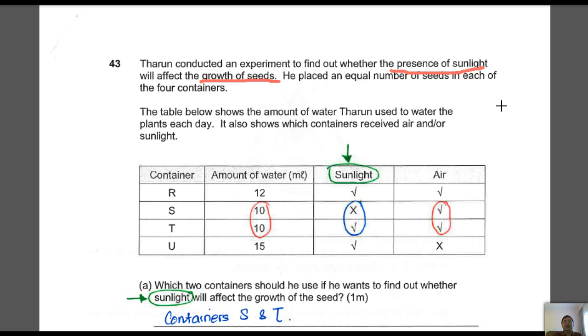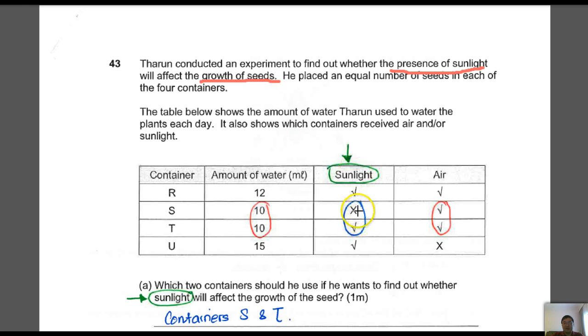Okay, so we are talking about sunlight. That is why I circle here. To test how the sunlight will affect the plant's growth, one should have more sunlight and the other probably less sunlight, or one should have sunlight and the other should not have sunlight at all.